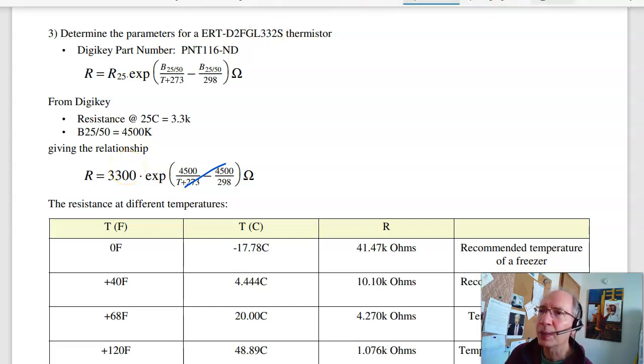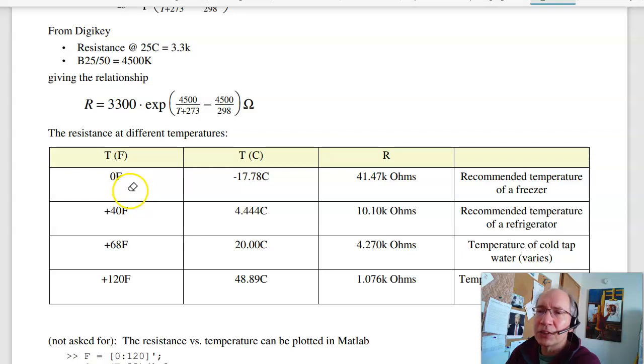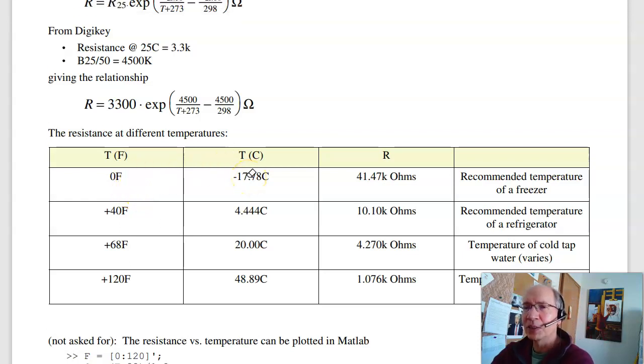So anyway, that's what that equation means. With it, I can plug in numbers. If I take 0 degrees Fahrenheit, convert to Celsius, joys of living in America, we have weird units. Convert to the international units, 17 degrees Celsius, plug it in, and I get 41 kiloohms.